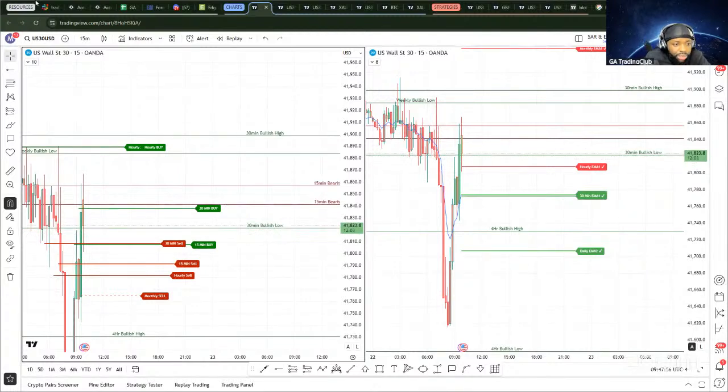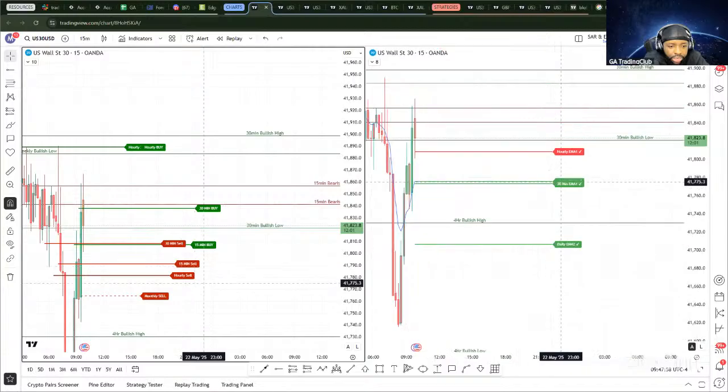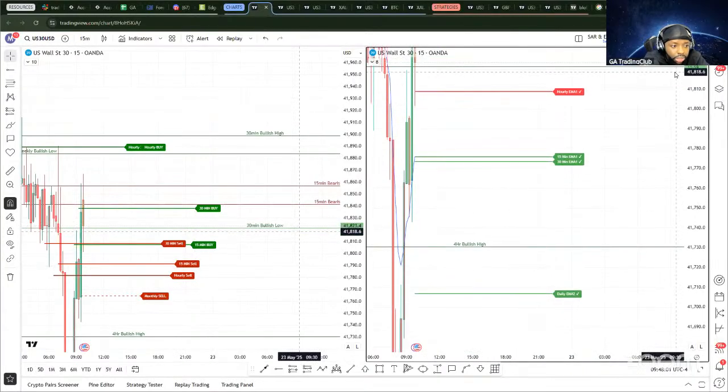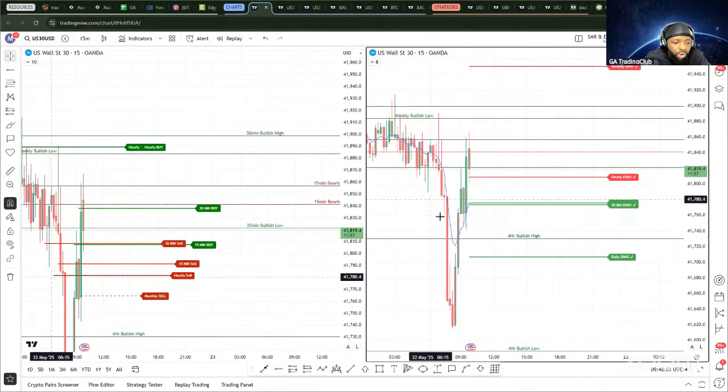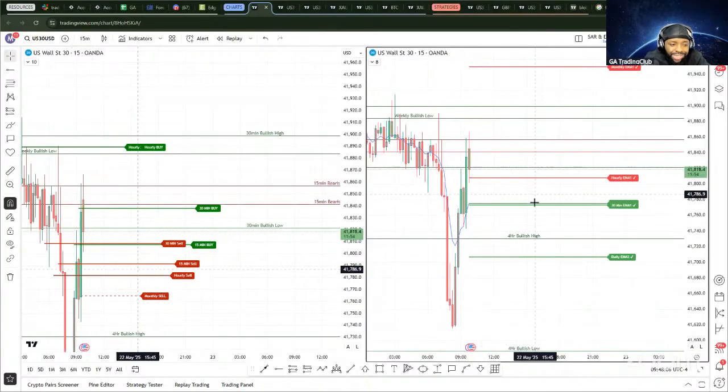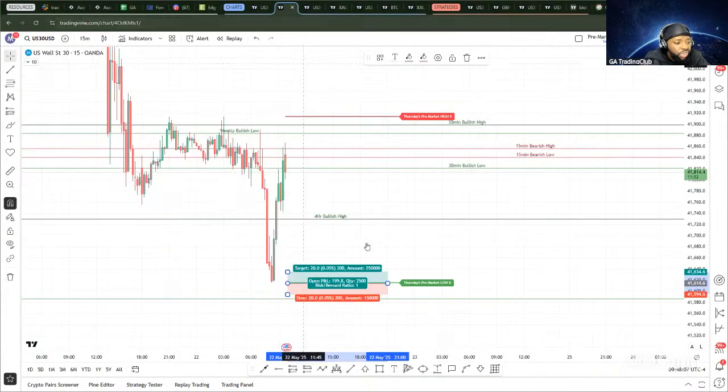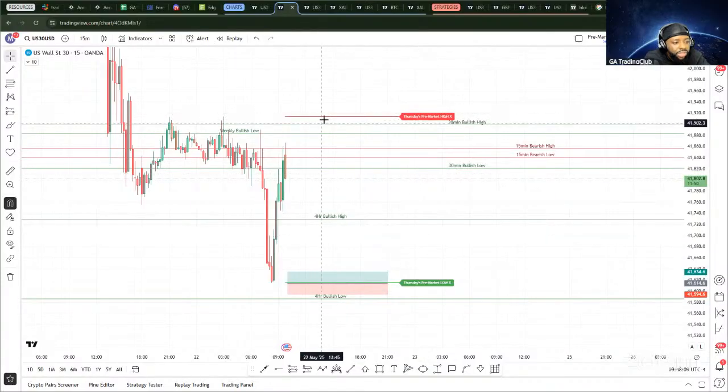I think we did close above the 15-minute EMA, right? So I think we have a retest. Actually, no, we didn't close above it. Oh, I mean, we closed above it, but we continued. So there's no EMA entry here. Price is coming towards the pre-market high.